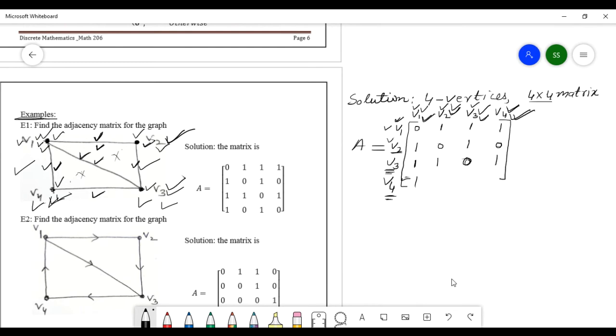And now start from this V4, V2. V4 here and V2 here. Here no edge exists between V4 and V2. So here write 0. Okay. And now V4 and V3, V4, V3. V4 here and V3 here. An edge exists. So here write 1. Okay. And now V4, V4, no edge, so 0. Okay. So this is the matrix. This way. Is it clear or not?